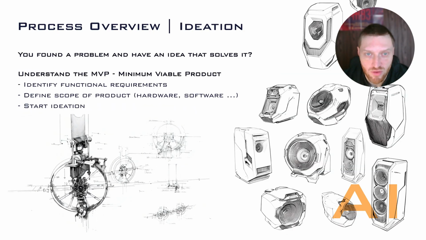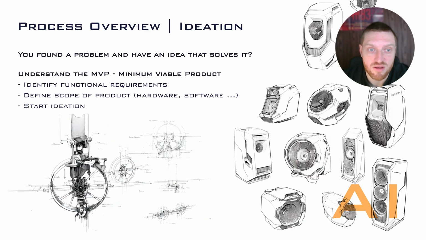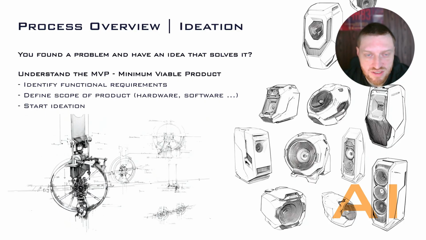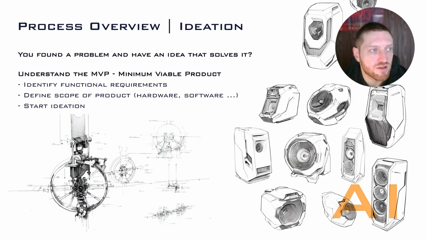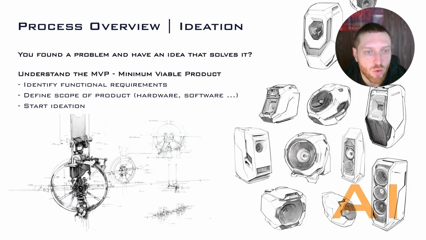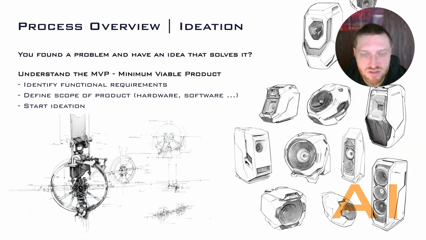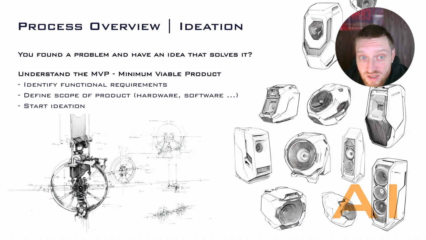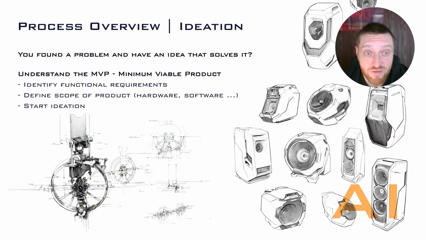The next stage is the ideation stage. So now you found a problem and you have an idea that solves it. Now it's really about getting into it and developing it into a realistic product. What we want to do is understand the minimum viable product. So that means what's the minimum product that solves the problem that we are thinking about solving in the most basic way, right? So what are the absolute minimum functional requirements that this product would have to have in order to solve the problem? And then you probably need some functional requirements that are specific to your niche and target group that you have to define at this stage.